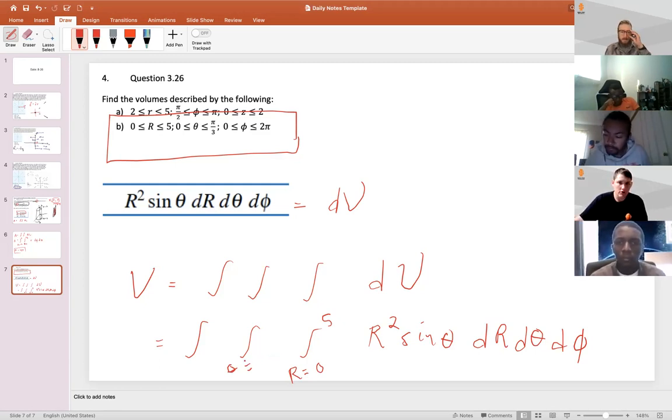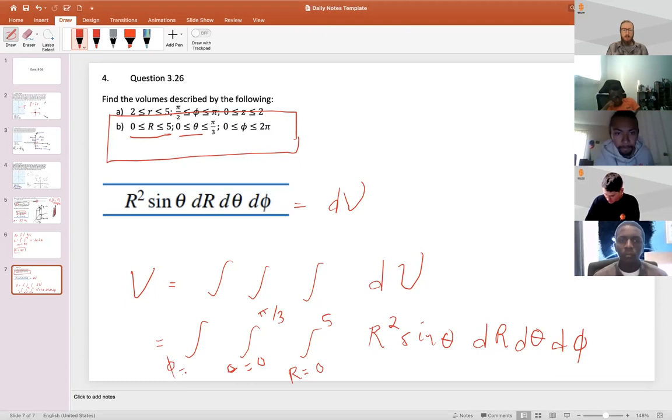Zero to 5/3. So I chose 0 to 5 by looking here, right? The volume is defined by these relationships. That's how I know that the volume is defined by being from 0 to radius of 5. For the angle theta, I know it's defined by being 0 to pi/3. Then for phi, it's going to be just the same way.